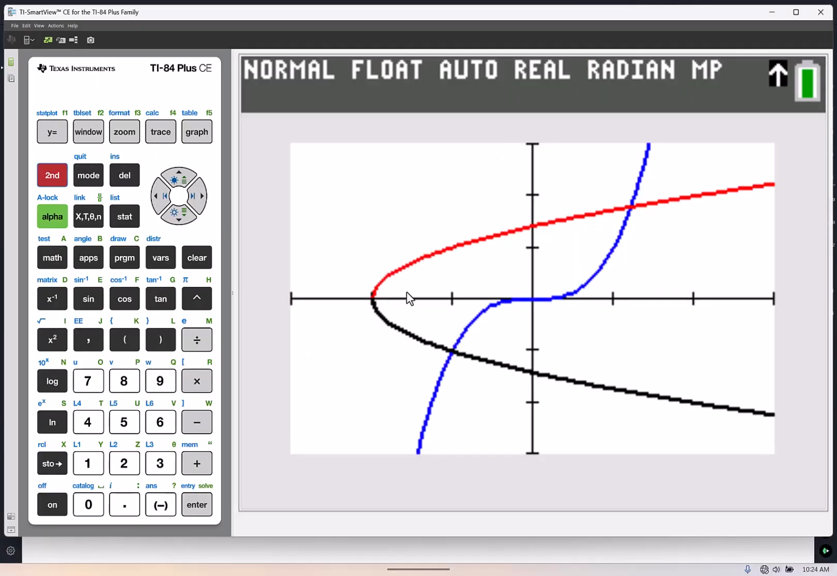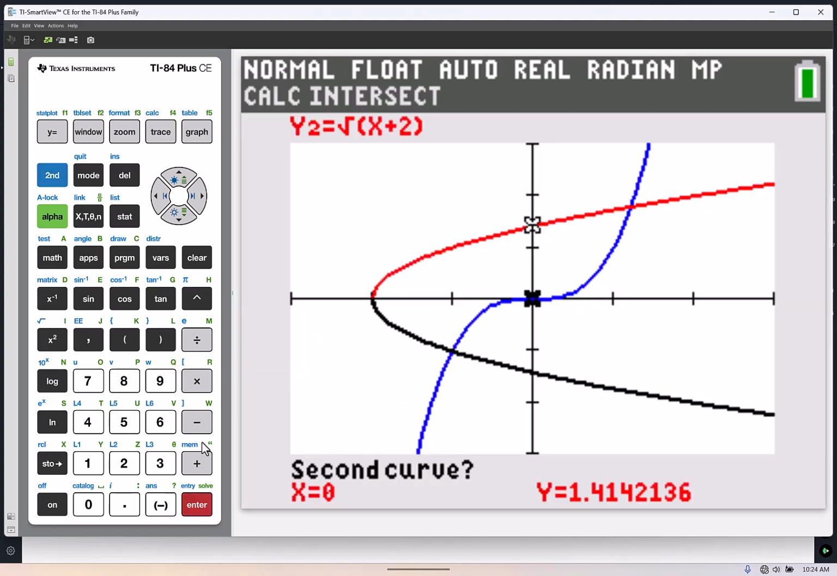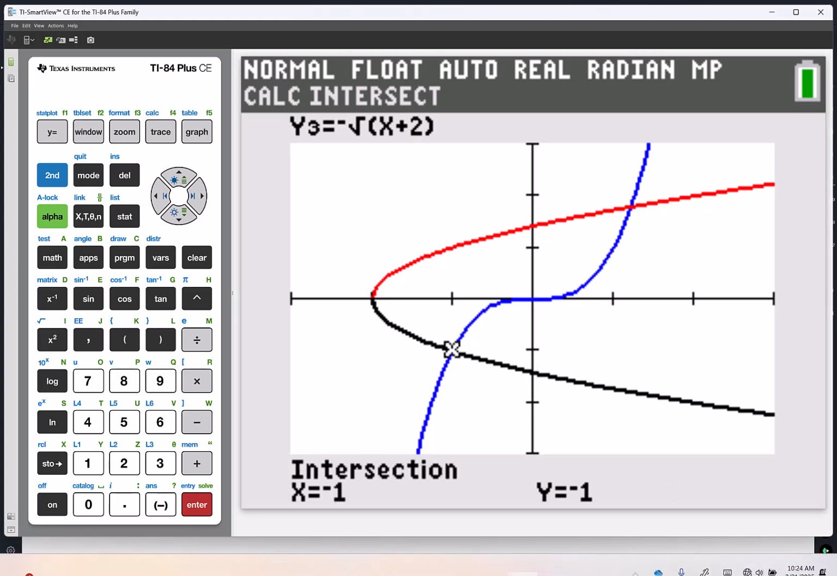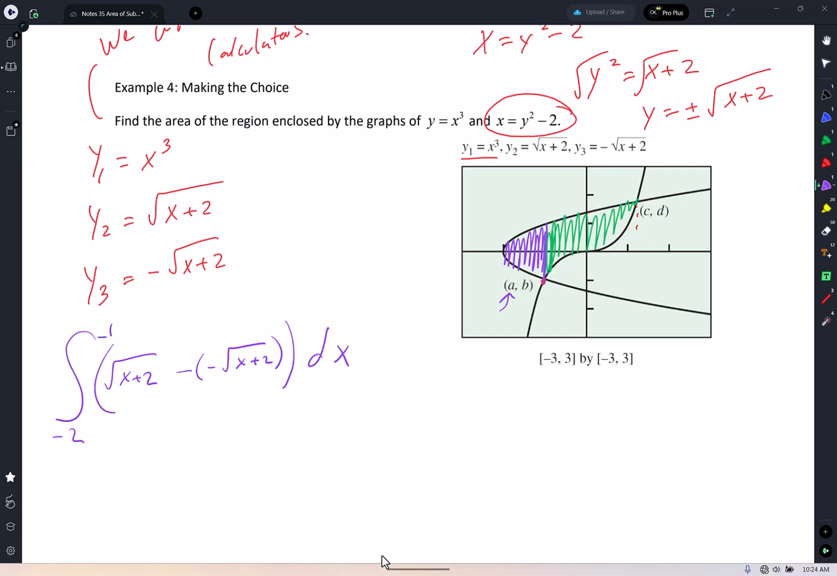Second, calculate. I need this intersection between the blue and the black line right here. Second, calculate number 5. Enter. That's not the curve. Enter. There it is. Guess there's only one intersection. Just push enter. And yep, it is negative 1. There's no need to save anything on the calculator. From negative 2 to negative 1. All right. We're just doing it with a calculator. That's just the purple stuff.